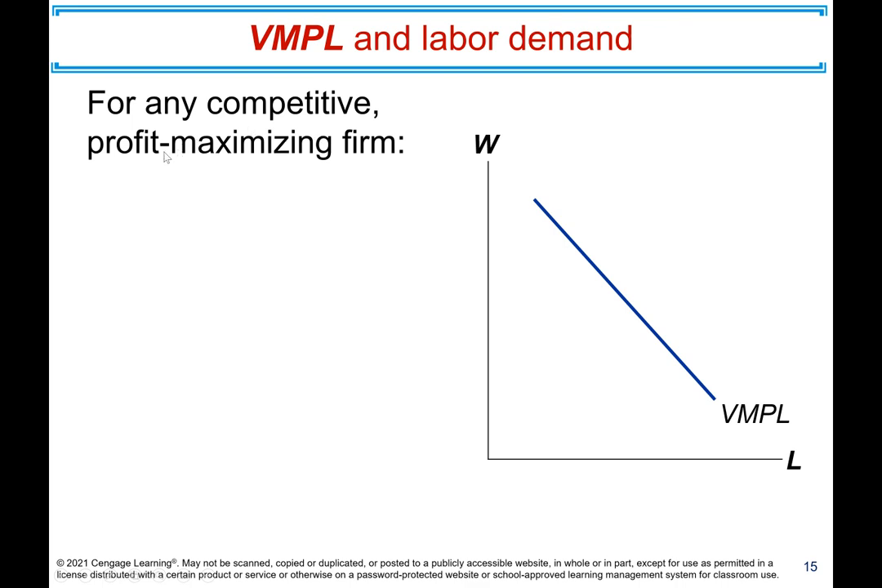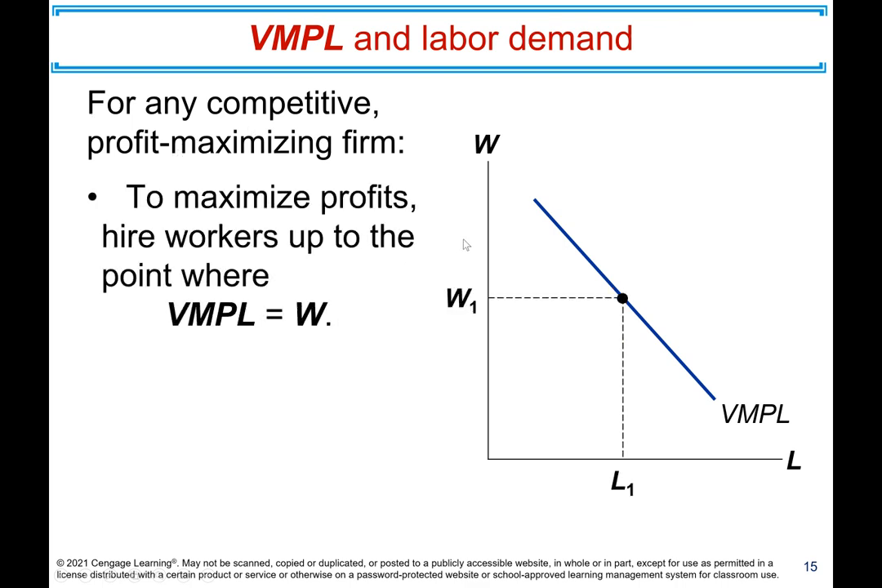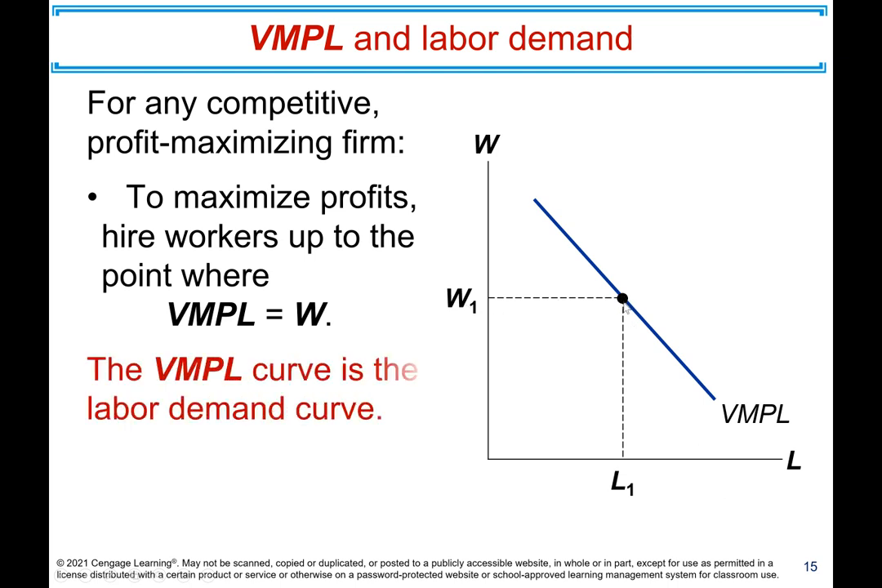For any competitive profit-maximizing firm, to maximize profits, hire workers up to the point where the VMPL is equal to the wage rate. The VMPL curve is the labor demand curve.